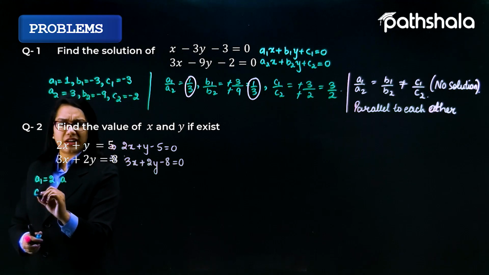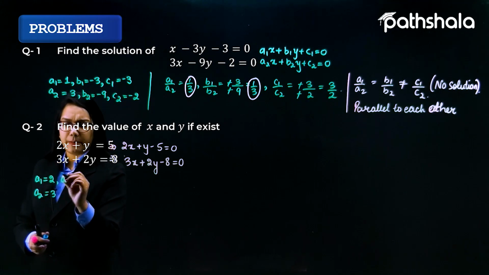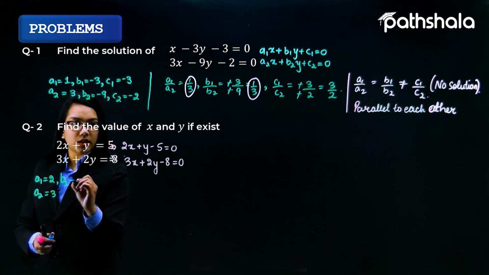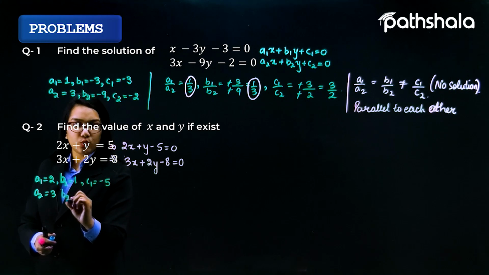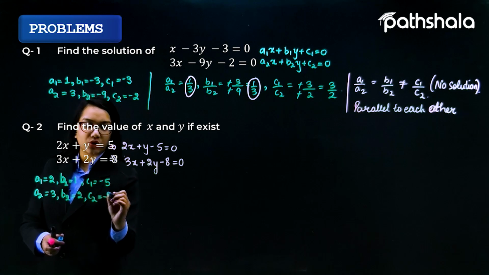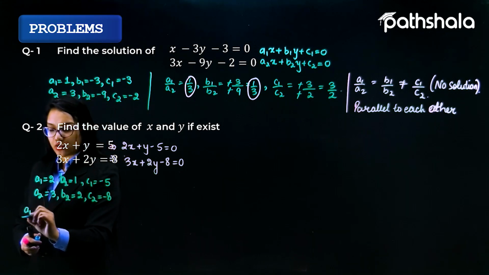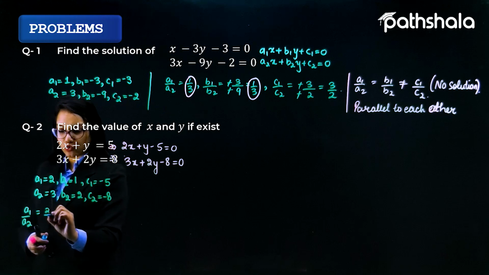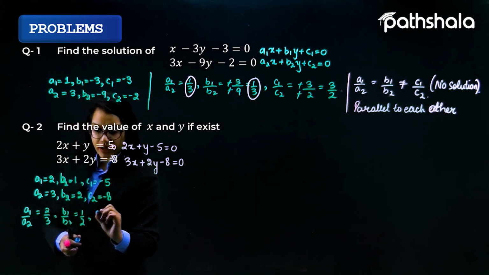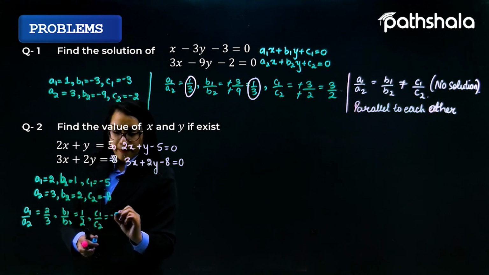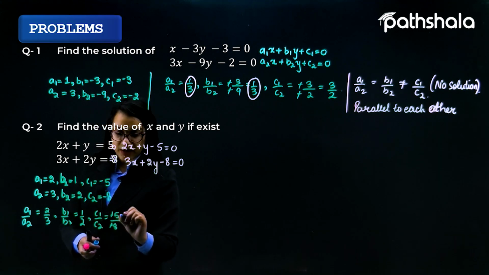So let us suppose I'm writing over here a2 is 3, b1 is nothing but 1, c1 is minus 5, b2 is 2, and further we have c2 as minus 8. So if we take the ratio a1 by a2, we can say this is 2 by 3. Further we have b1 by b2, which is equal to half. Further we have c1 by c2, which is equal to minus 5 by minus 8, means we have 5 by 8.